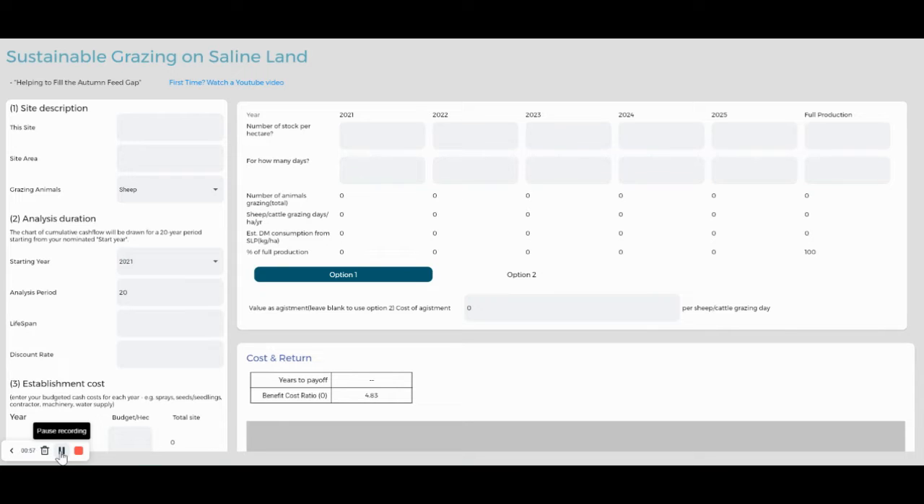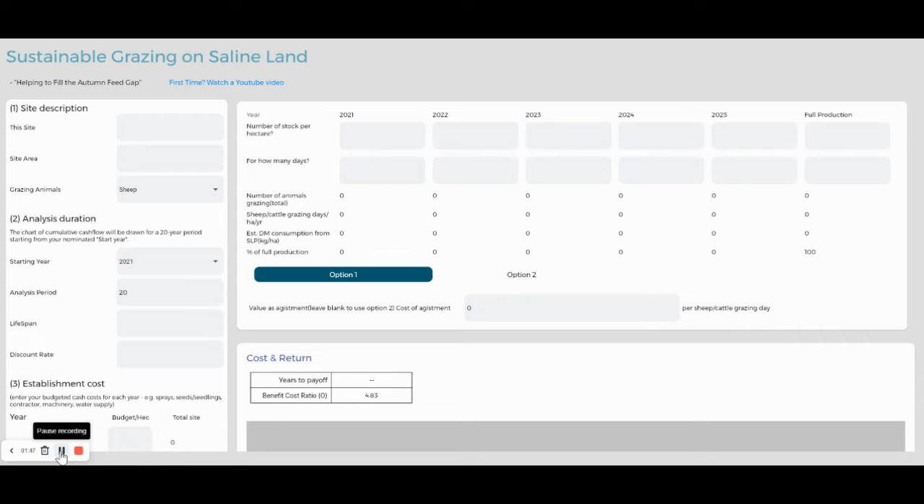And there's a couple of options that we'll have a look at as to how you can value the saltland pasture. So what we're going to do is I'll run through how to use the tool, and we're going to do that using some data from an actual case study farm that was monitored as part of the SGSL, that's a Sustainable Grazing on Saltland project, and this was some saltland pasture that was established back in 2005. So we're going to use some actual numbers for the establishment cost and the grazing that was monitored on that site as an example of how to use this tool.